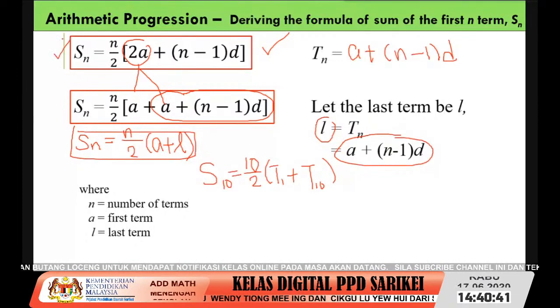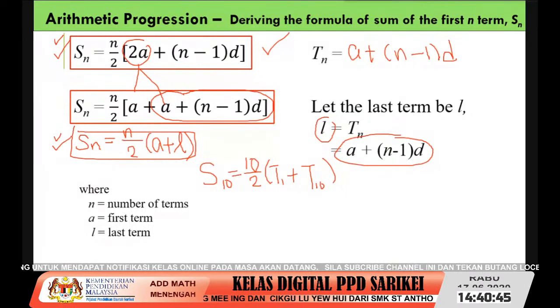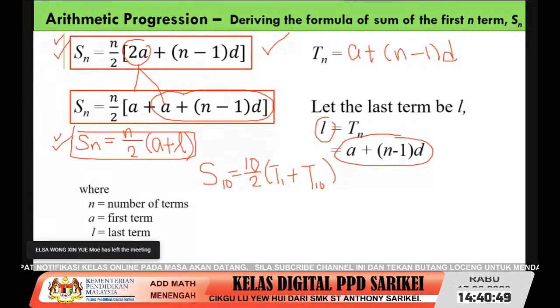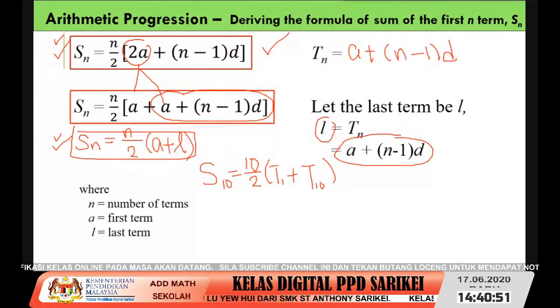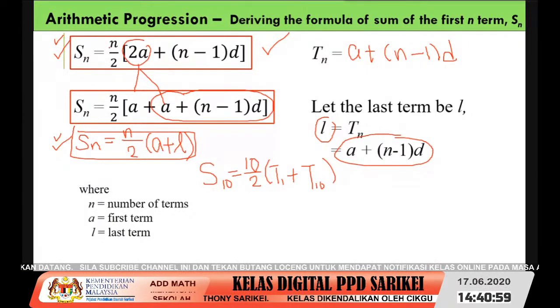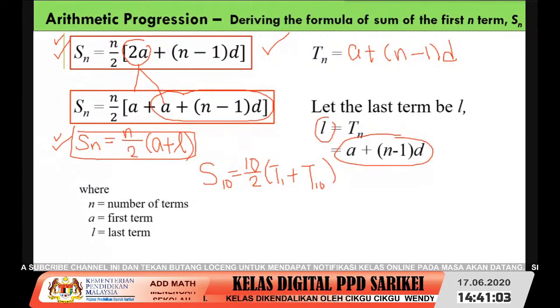So selain formula ini, kita ada satu lagi formula ini. So kita ada dua formula untuk mencari sum of the first n terms. So kita ada dua formula untuk mencari hasil tambah n sebutan pertama. Satu n over 2, 2a plus m minus 1d. Satu Sm equal to n over 2, a plus l.